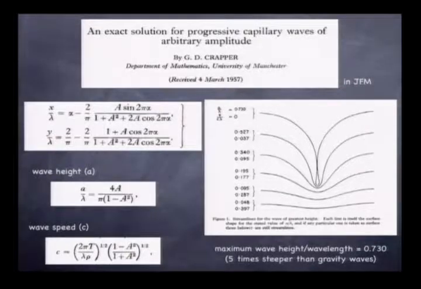I grabbed this part from JFM, and in a very ingenious way Crapper found the exact solution of the capillary waves. So even though you drop the simple linear term in the dynamic free surface boundary condition, you still can get an exact solution. But if you drop the complicated surface tension term, then there's no way to get the exact solution. So this is a kind of irony.